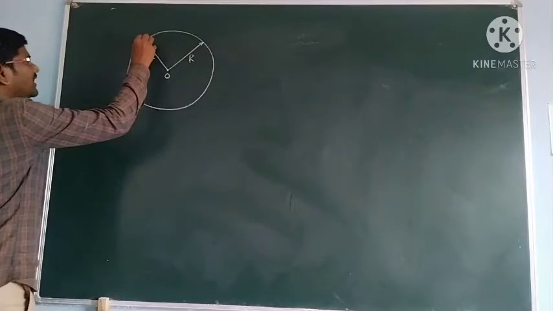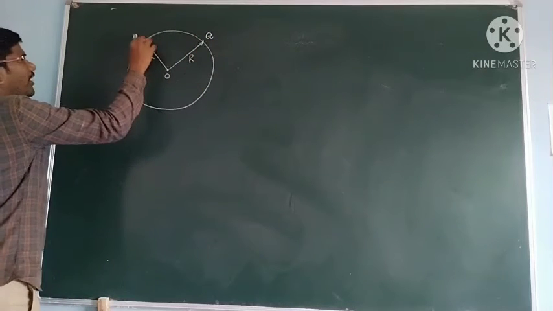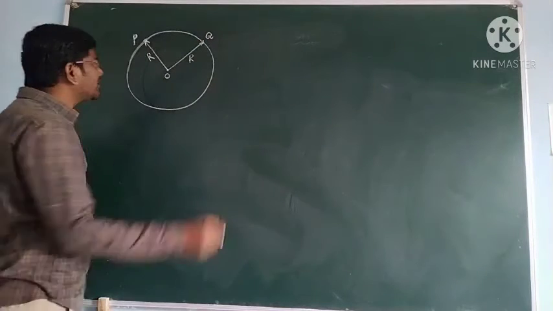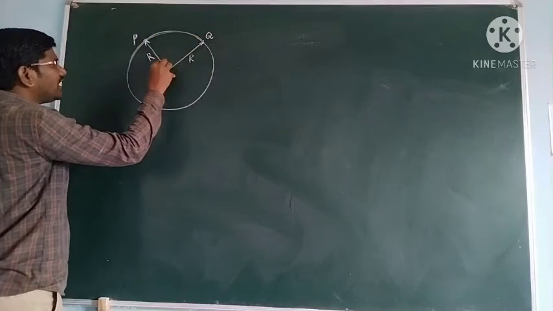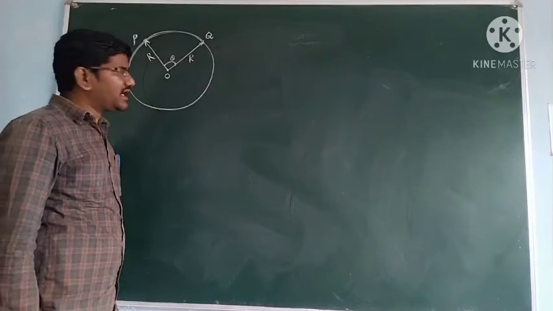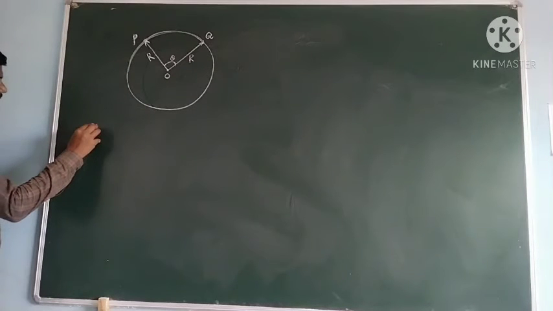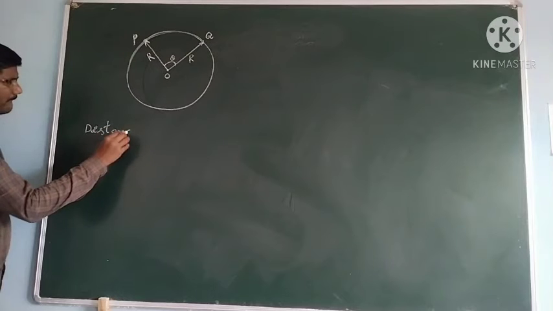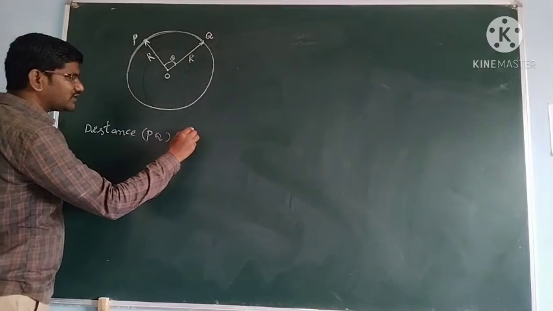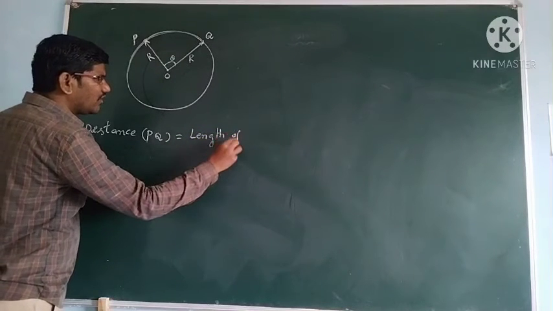Okay, consider that a particle has gone from P to Q. So it has gone from point P to point Q on this circle. So PQ is called arc length, and this arc length is making an angle theta at the center. Then find the distance and displacement. Then distance, in this situation, is equal to PQ. So that is equal to the length of the arc.